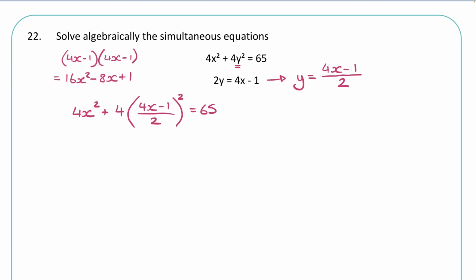So let's expand that. We have 4x squared plus 4 lots of, I'll keep it in a bracket because we still have to times it by 4. So we get 16x squared minus 8x plus 1. The denominator 2 times 2 gives us 4, and that equals 65.